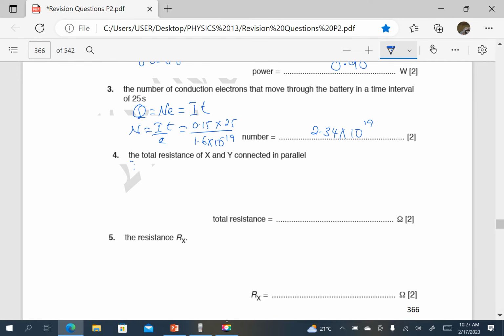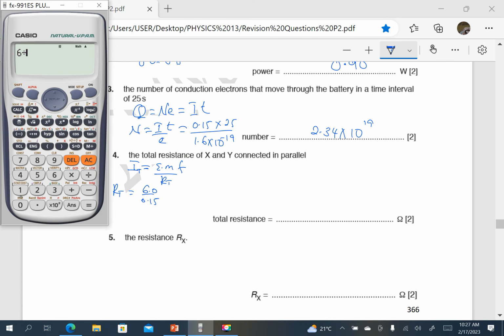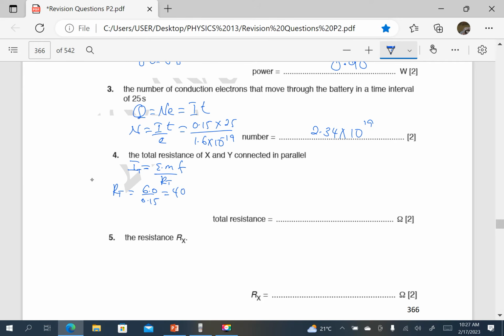So current, remember, total current is equal to EMF divided by total resistance, RT, which means total resistance in the circuit is going to be the EMF, that is 6.0, over total current, which is 0.15. So this is 6 divided by 0.15, that is 40. So total resistance is equal to 40 ohms.